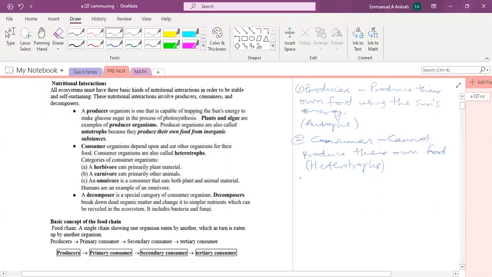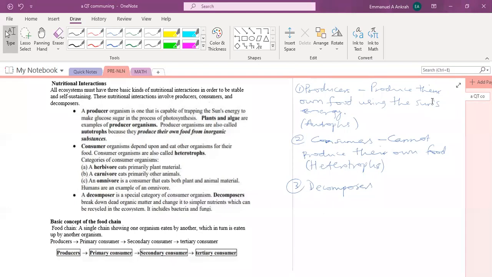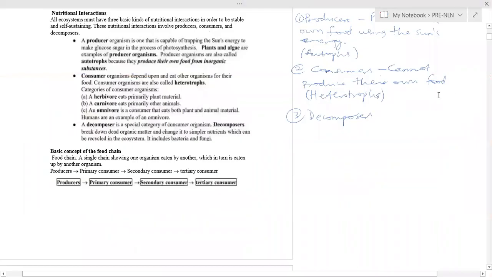Okay. Then the third level is the decomposers. Now, the decomposers, this is a special category of consumers, all right? Now, what they do is that they break down the dead organism or the dead organic matter, and they change it into simple nutrients, which can be recycled in the ecosystem, right? So this includes bacteria and fungi. Okay. So in other words, they recycle, you know, decompose it. The word decompose, break down. Okay, so those are the three levels of the food chain.